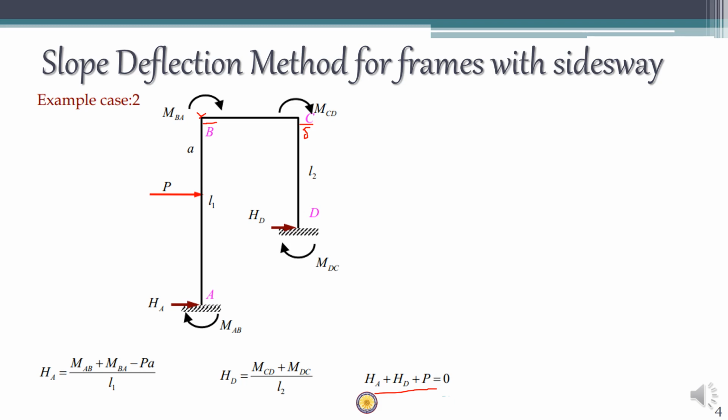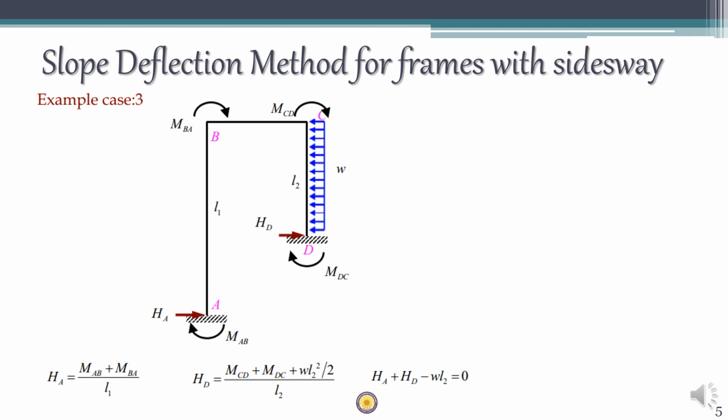P into A1 plus HA into L1 is equal to, so both of these are anti-clockwise moments, is equal to the sum of clockwise moment, which is MBA plus MAB. From that you can get an equation for HA. And you take moment about C here, you can see HD into L2 is equal to the sum of clockwise moment, which is MDC plus MCD.